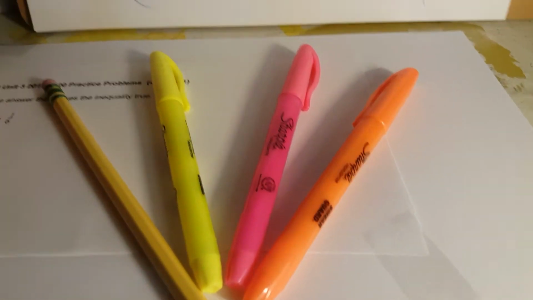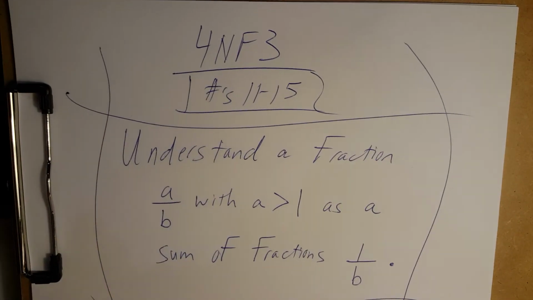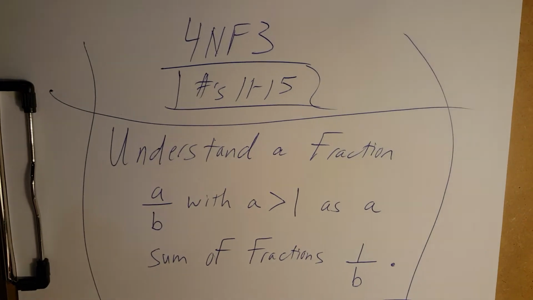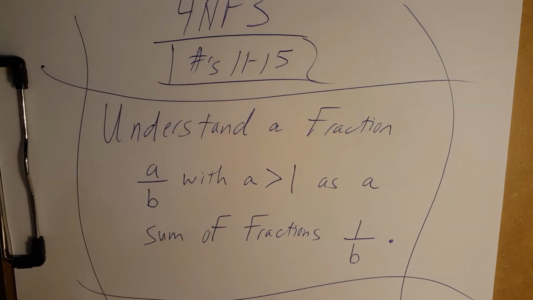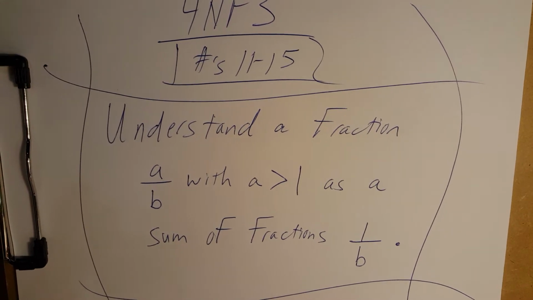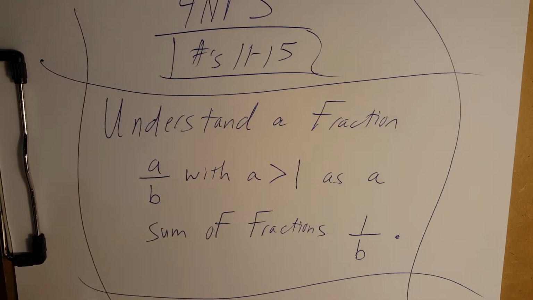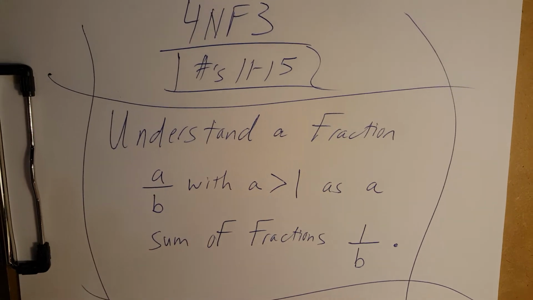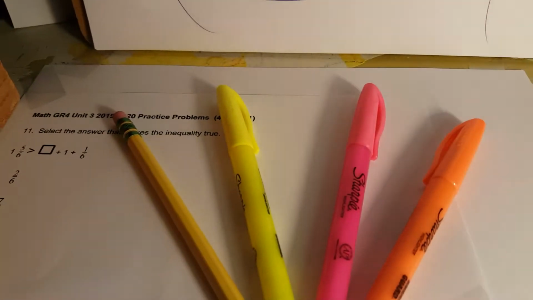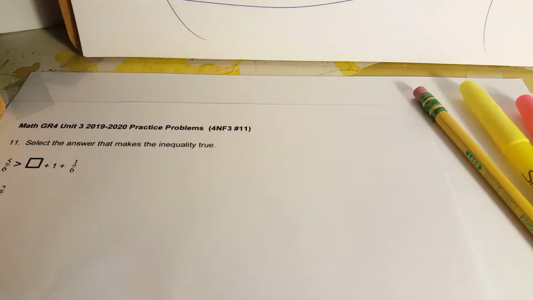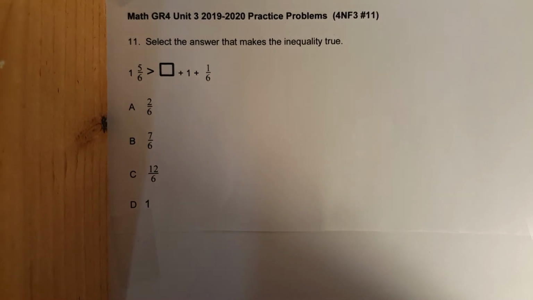Next standard is up. It's 4NF3 for numbers 11 through 15 on the Unit 3 Math District Test. Understand a fraction a over b with a greater than 1 as a sum of fractions 1 over b. Okay, what does that look like? It looks like a problem such as this one.